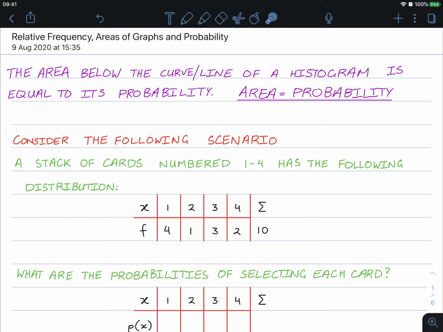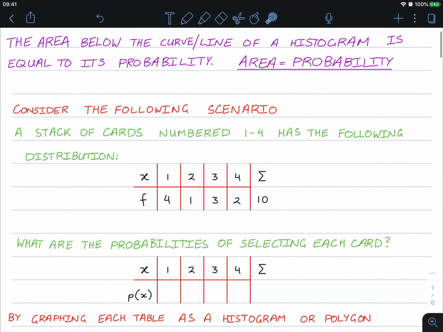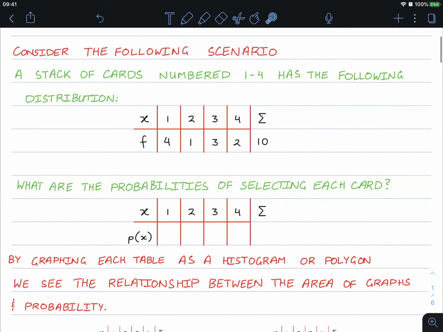Hello class, this is a video tutorial on relative frequency, areas of graphs, and probability. The main focus that I'd like to get across in this quick tutorial is that the area below the curve or line of a histogram is equal to its probability. So the main thing I want you to learn from this is that area is equal to probability. And I'll demonstrate this to you using the following scenario.